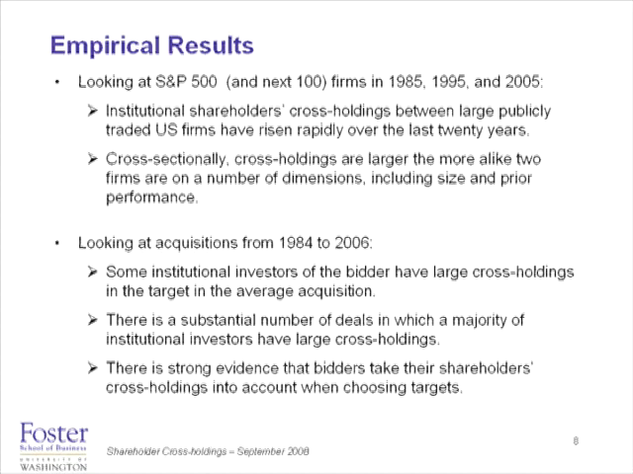So overall, what are we going to do? Well, as I said, I want to start off general and just talk about cross holdings in general. So I'll start off with the S&P 500 and also talk about the next 100 to avoid the pure indexing effect. We just look at them in 1985, 1995, and 2005 to get a sense of how big the cross holdings are and how they've been evolving over time. And we'll find that they've actually risen pretty rapidly over the last 20 years.